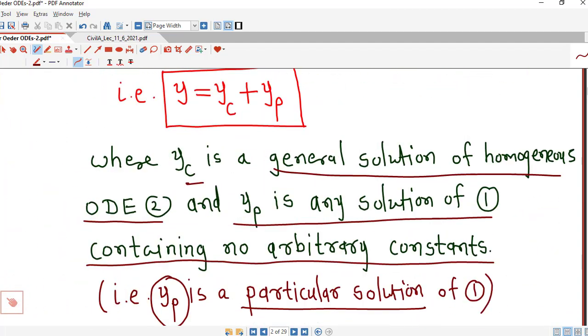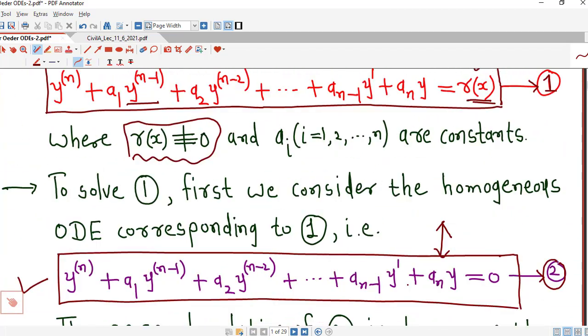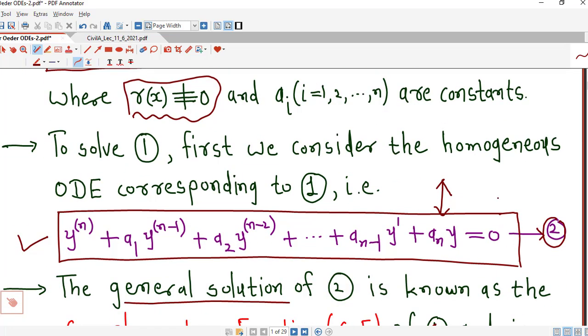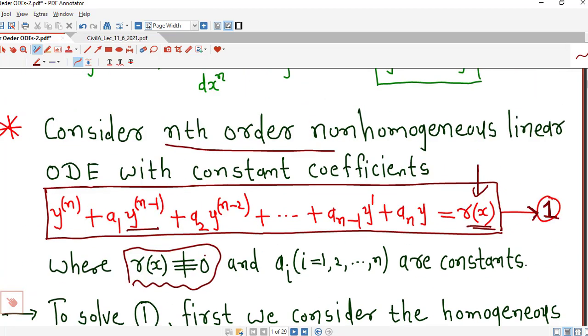So again we repeat here, if we want to solve this non-homogeneous differential equation number 1, then first we consider the homogeneous differential equation corresponding to this equation 1. For that we will consider right hand side equal to 0 and we will obtain this homogeneous differential equation. The general solution of this homogeneous differential equation is known as complementary function. So first we will find out complementary function for given differential equation.